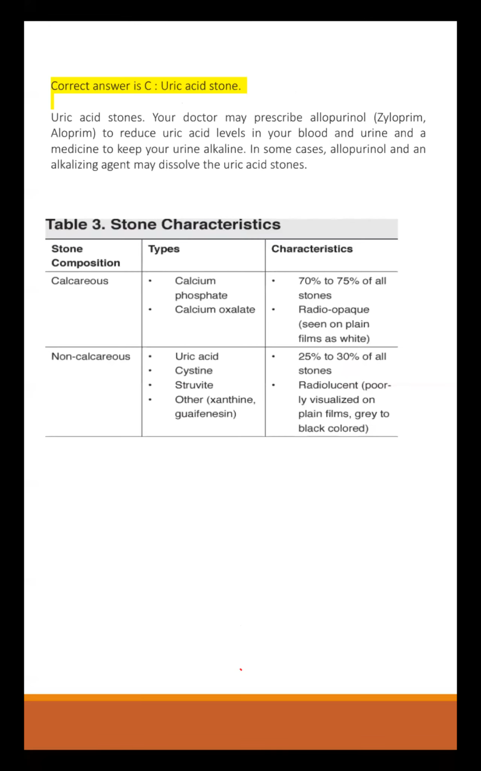Thank you, Dr. Sawa. It's a very high-yield exam question. So, uric acid stone. The doctor prescribes allopurinol to reduce the uric acid level in your blood and urine, and medication to keep urine alkaline. So, to reduce the uric acid, we can prescribe allopurinol.